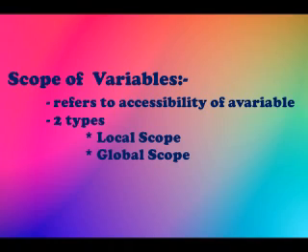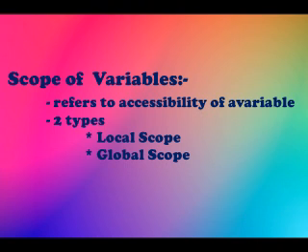Okay children, now we will see about scope of variable. Scope of variable refers to accessibility of variable. That means where we can use those variables. There are two types of scope. They are local scope and global scope. Local scope means the variable is defined and used inside the function or block. Global scope means the variables are defined and used outside or inside the function or block.